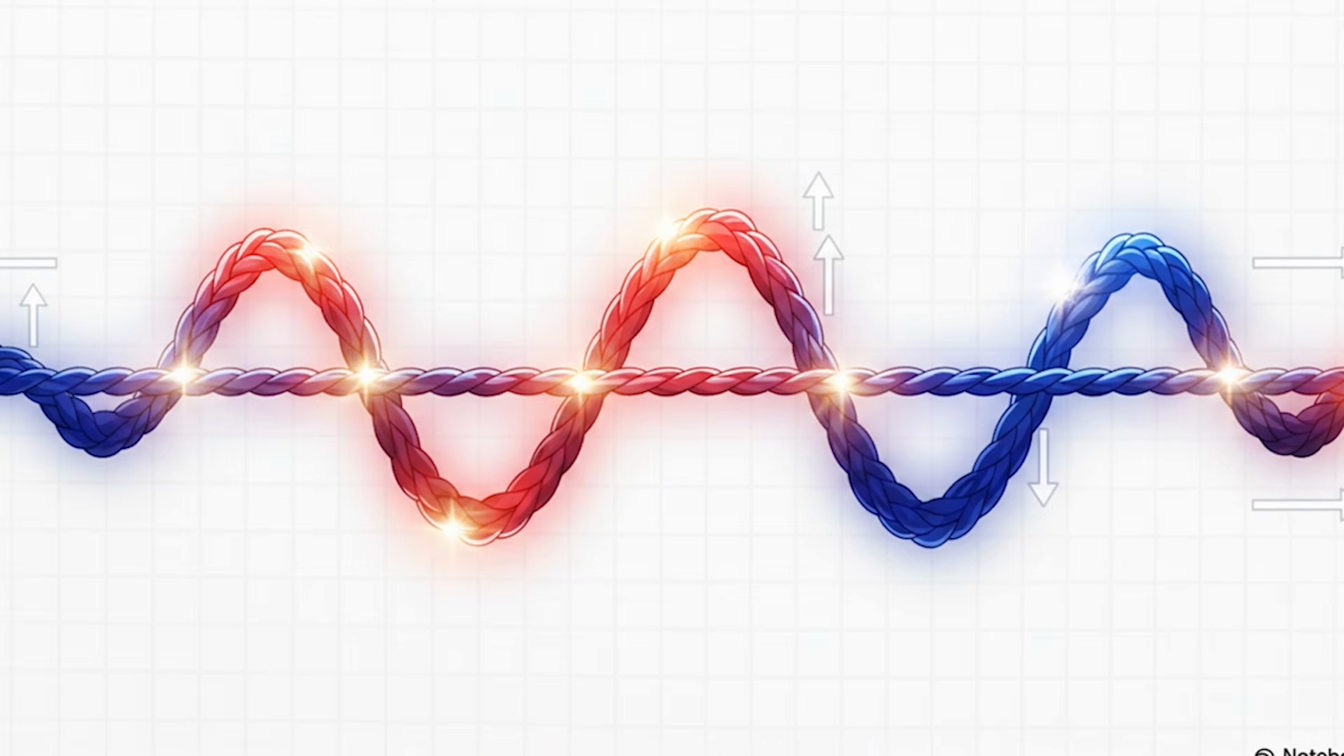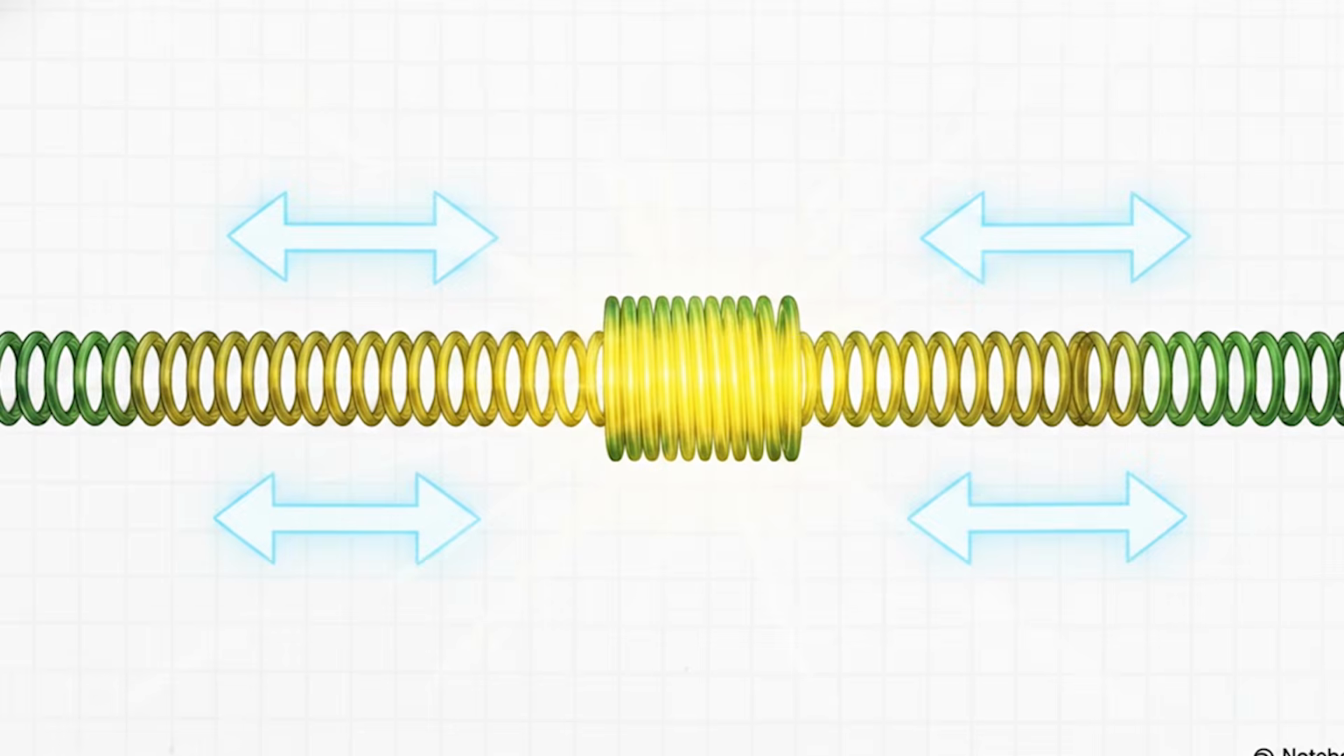Let's look at the first shape, transverse waves. Imagine a rope moving up and down. The displacement is perpendicular to the direction the wave travels, so the wave moves forward, but the rope itself moves up and down. The highest point of that wave is called a crest, and the lowest point is called a trough. Now compare that to longitudinal waves.